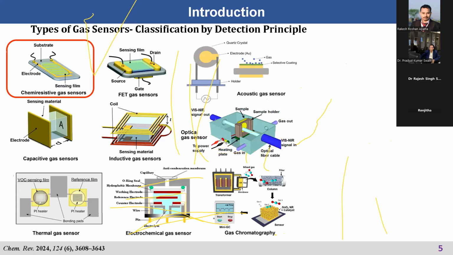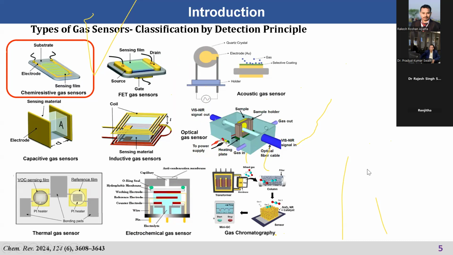So whenever it is exposed to the gases, it will have a kind of reducing and oxidative nature. So depending on the type of gases, the material's resistance will change. This is called resistive gases. This is what we are also studying. And these resistive gas sensors are one of the important ones.